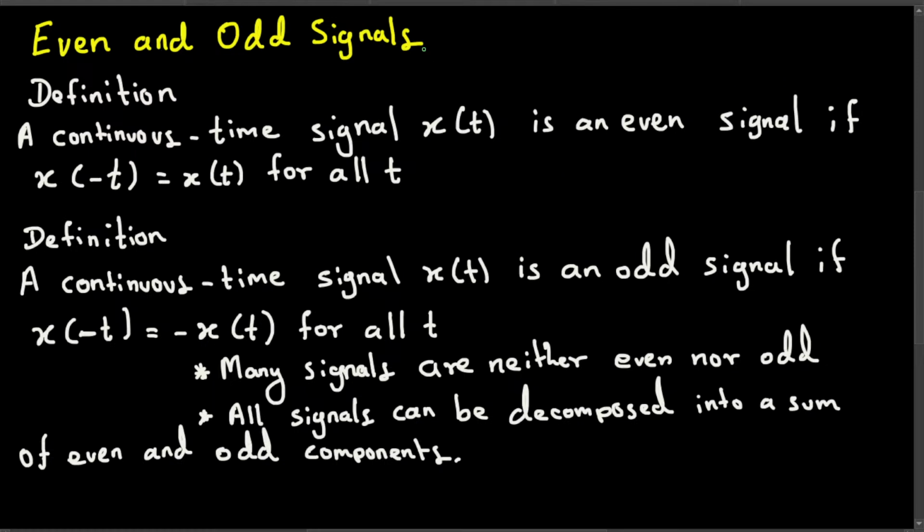...at even and odd signals. Now let's look at the definition. The definition of an even signal is given by: a continuous time signal x of t is an even signal if x of minus t is equal to x of t for all t.